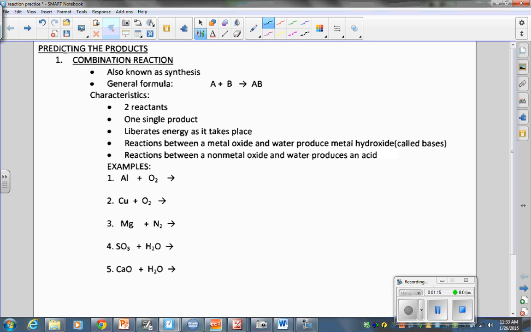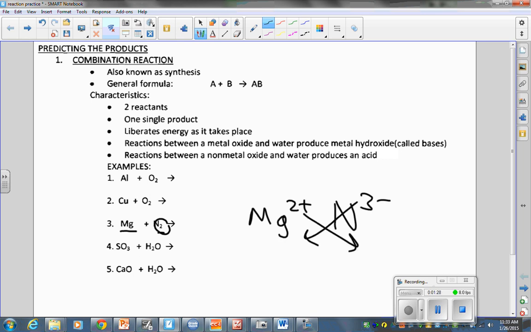Next one, magnesium and nitrogen, same thing. Just because there's a 2 there, it doesn't mean anything. What I do is I look at the periodic table, magnesium, positive ion always goes first, nitrogen 3-, I crisscross, I end up with Mg3N2. Right there, those are the easy ones. If I just have element, I'm just shoving them together.